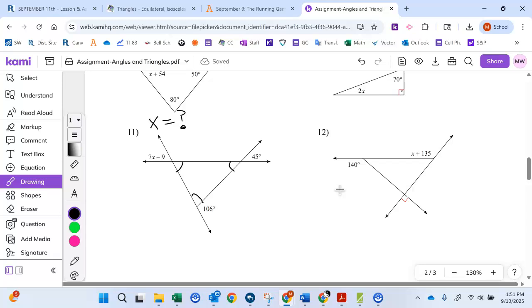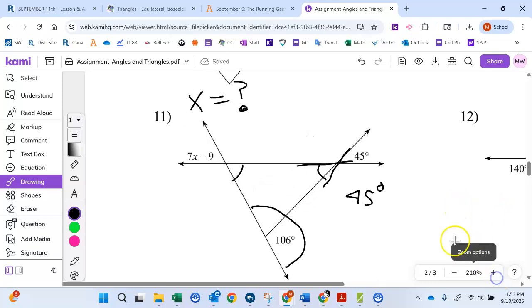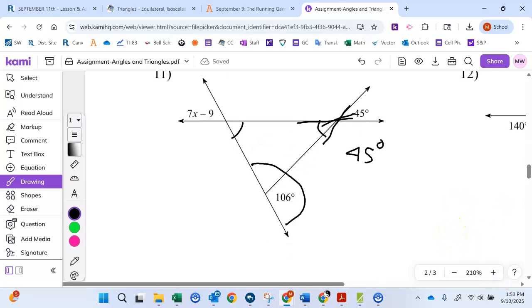But we also know that we need angles inside a triangle, right? So what we can do is we can say, hey, these are vertical angles, right? So this one is 45, right? It's equal to that one, right? So this is 45. What about this one? This is a supplementary, right? So let me go ahead and make this bigger so we can really see it good, okay? There we go. So remember, this is 40. This is vertical angles. So I'm going to put this in here. This is 45, right? Okay.